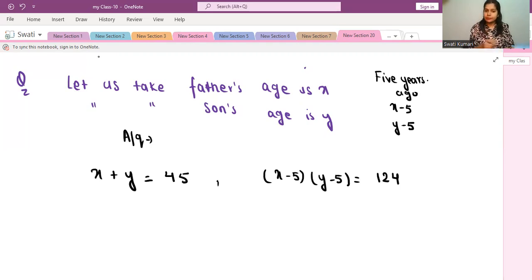of father and son. So you can also write down here, let us take the present age of father is x and present age of son is y. Now we can simplify this quickly. So yes, we will solve this first.